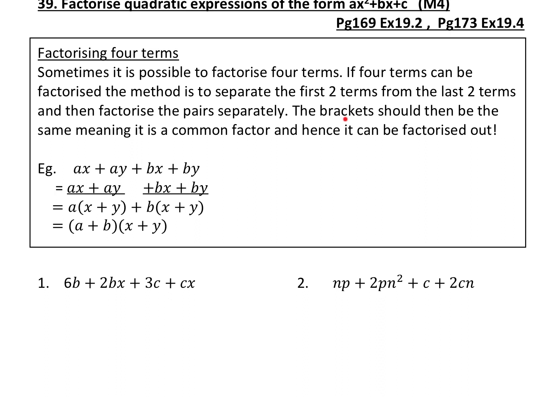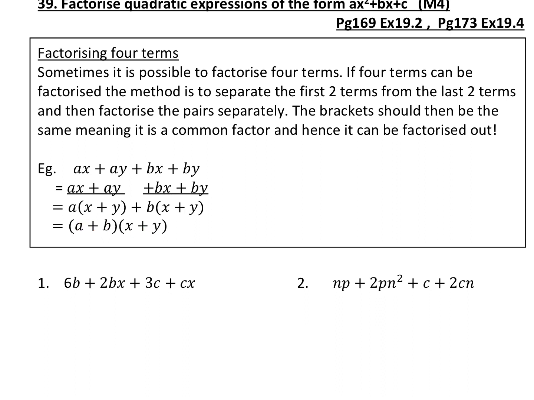So the bracket should then be the same, meaning it's a common factor. x plus y is here, x plus y is here. It's a common factor in both of those terms. So how many x plus y's do you have? Well, factorize out x plus y, and you'd have x plus y times a plus x plus y times b. So you've got (a plus b) times (x plus y).